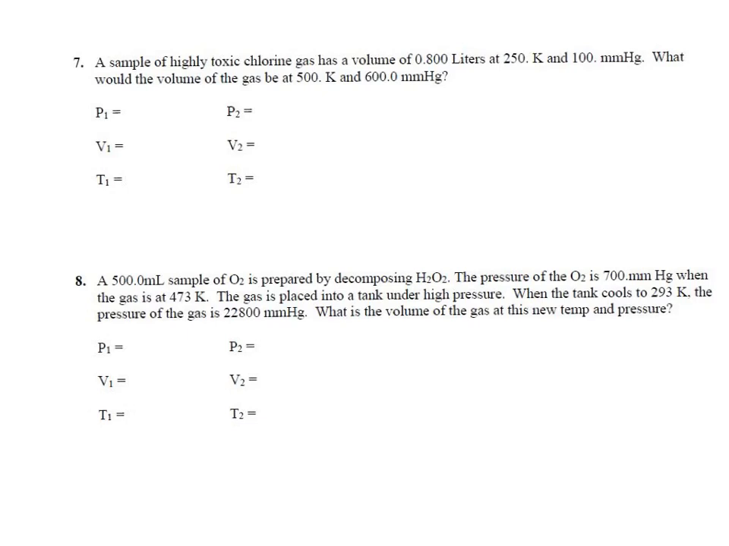So I'm reading this question, and I'm going to solve it. There's a highly toxic chlorine gas, that doesn't really matter, that has a volume of 0.8 liters at 250 Kelvin and 100 millimeters of mercury. Now, if I don't write all the zeros, that's just because I'm trying to do this a little bit quicker for you guys. What would the volume of the gas be at 500 K? So we're increasing the temperature, and since we know that when you increase the temperature, the pressure also goes up.